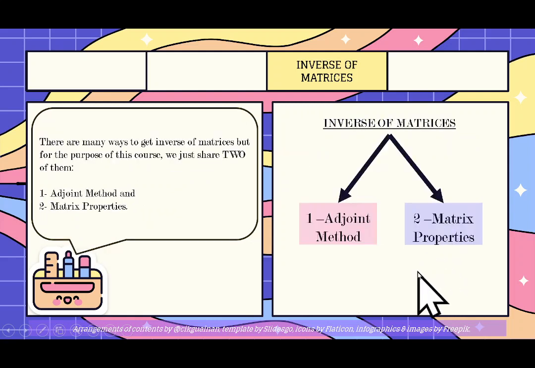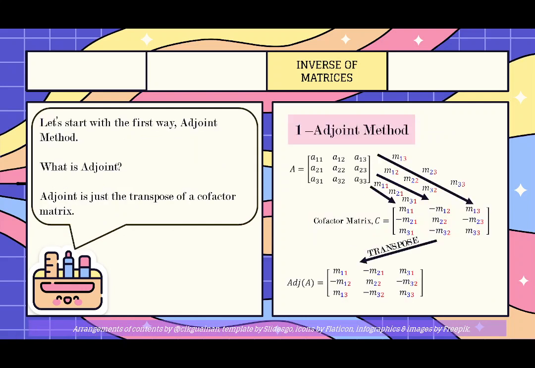Now for the purpose of the course, we have two ways to find the inverse. The first one is adjoint, and the second one is matrix properties. I'm going to start with the first one first. So how do we get the adjoint method? The adjoint method is by taking the transpose of a cofactor matrix. How do we do that?